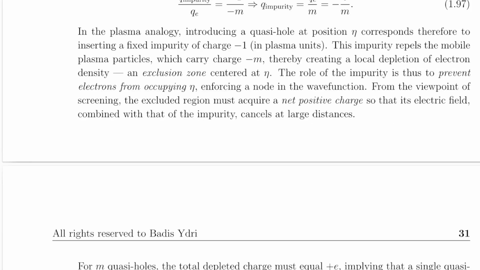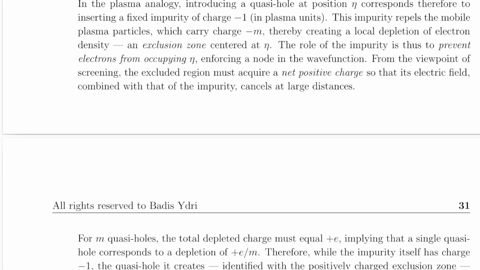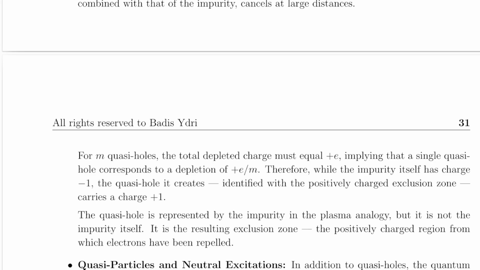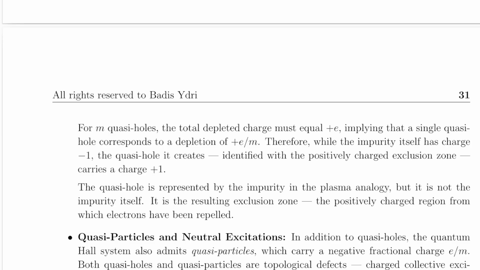But again, the impurity is not the quasi-hole. It only creates the condition for the quasi-hole to emerge. The quasi-hole is the positive region left behind, the screening zone formed by the repelled electrons. It carries charge plus e over m. Thus, the quasi-hole represents a missing piece of the electron fluid, a topological excitation created not by classical dynamics but by modifying the global quantum state.